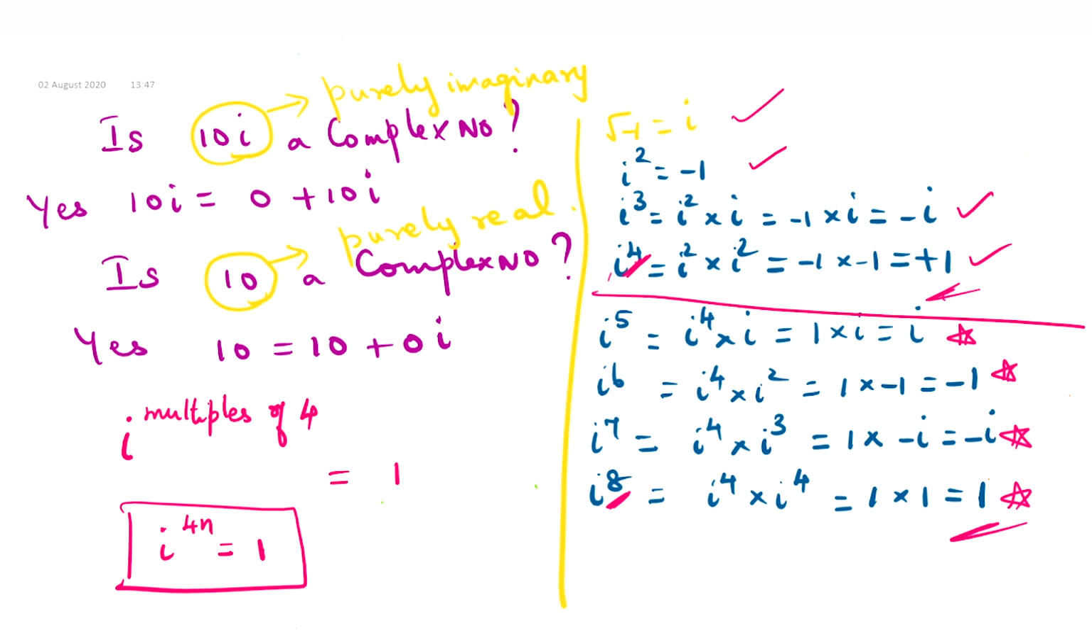Now you see here: i, -1, -i, 1. The next set of 4 consecutive terms will again be i, -1, -i, 1. So these are the answers which are repeated again and again. Okay. Now we shall see some problems.